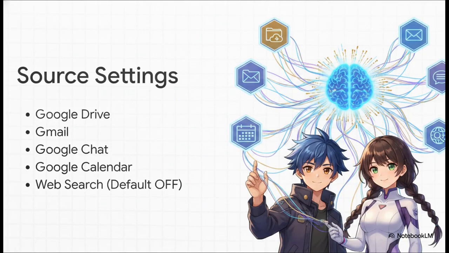But wait, it actually doesn't just stop at individual files. You can expand Gemini's search settings to pull context from your entire workspace ecosystem, which is huge. By toggling these specific settings on, you're allowing Gemini to search through your Google Drive, pull info directly from your Gmail, check your conversations in Google Chat, or even look at your schedule in Google Calendar.